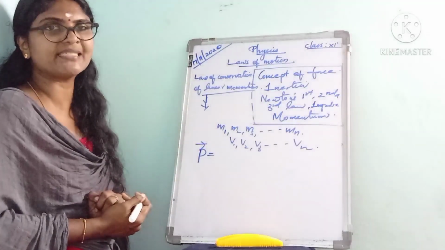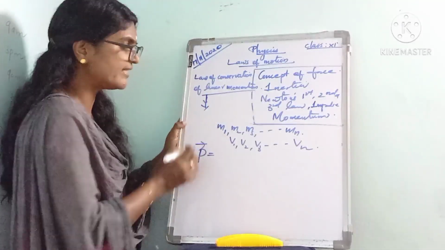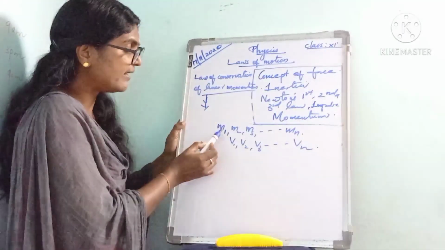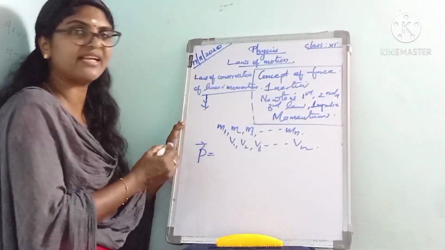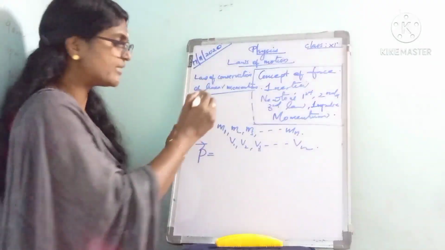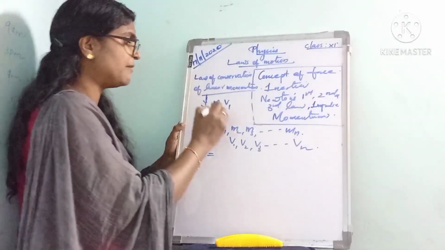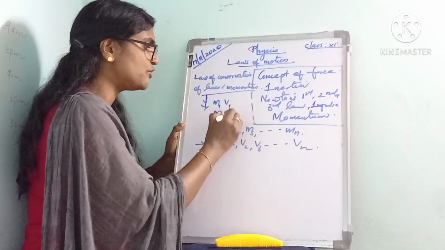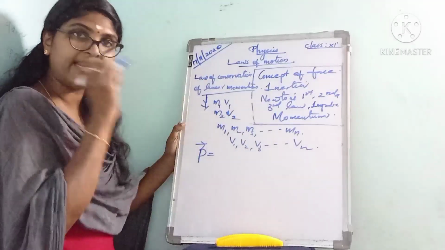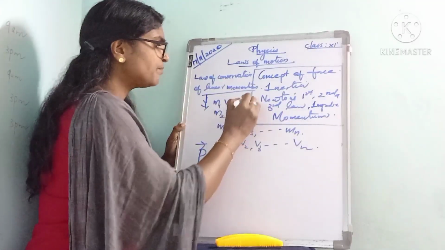How can we represent it? For the first particle, what is its momentum? The first particle has mass m1 and moves with velocity v1, so its momentum is m1 v1. Similarly, for the second particle, its linear momentum is m2 v2. And for the nth particle, it is mn vn.